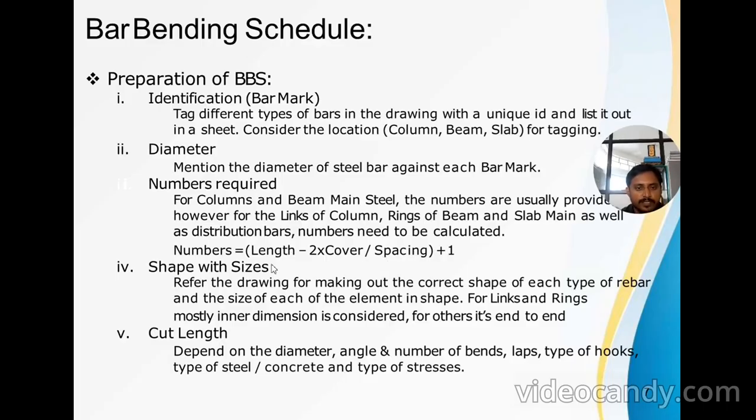Then shape and size. Generally the drawing represents the size and shape of the reinforcement bar. Then the cutting length also depends upon the diameter, angle, number of bends, slabs, type of hooks and type of steel specified.